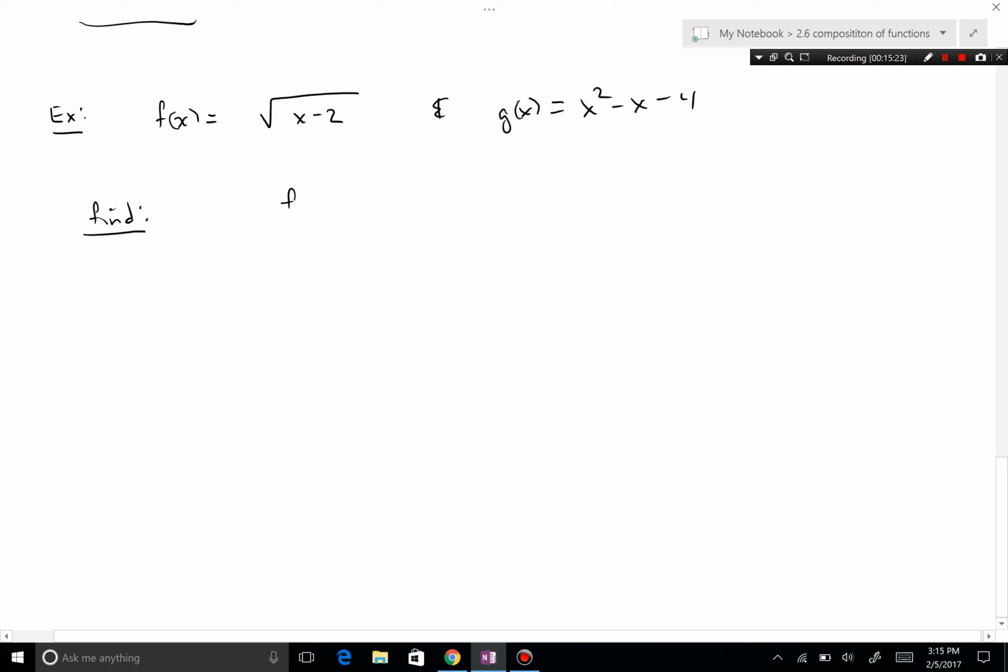I want you to find f of 3. And after you do it, I want you to multiply it by 3. Look at that. And then I want you to divide that quantity by g composed with f of 3. Let me know what you get.